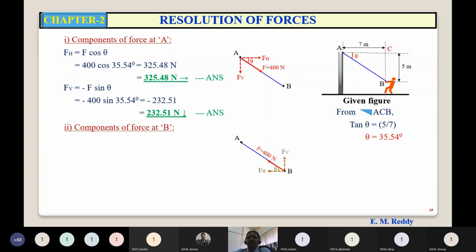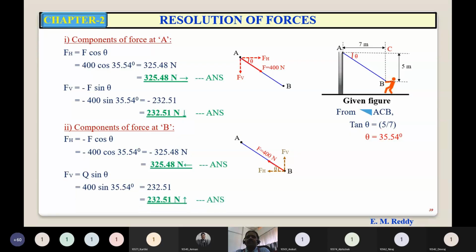So the direction is same as theta with respect to horizontal. But the only difference is here x component, horizontal component is towards left and vertical component is upwards. The magnitudes are same, but the directions are opposite. So x component is F cos theta, being it is towards left, minus. So 325.48 towards left. And y component is F sine theta upwards, 232.51 upwards. So, it is very important at which point you are resolving the given force. So, accordingly, the sense or the direction of components will change.